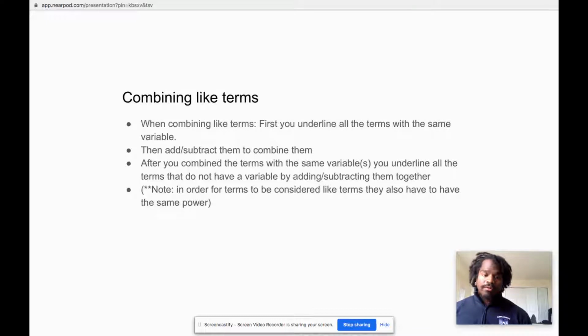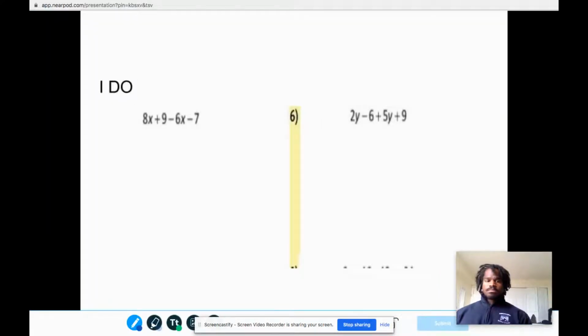Okay. In order for terms to be considered like terms, they also have to have the same power, meaning that they have to have the same exponent. Now, what I'm going to do is take you through an example so that we can practice combining like terms. Okay. So, following the steps. First, underlining the terms with the same variable.